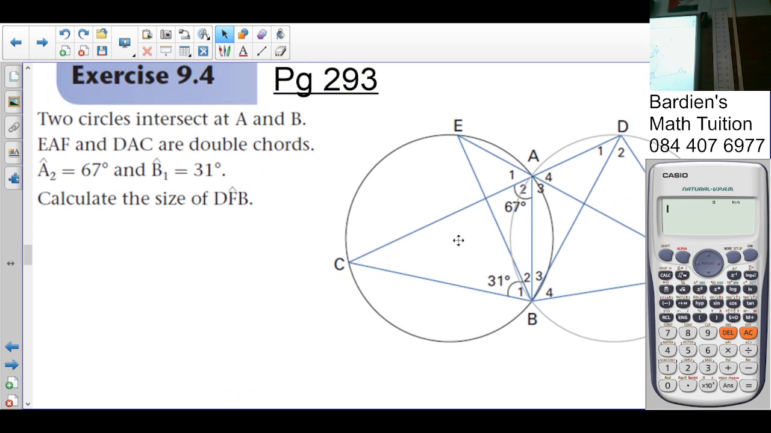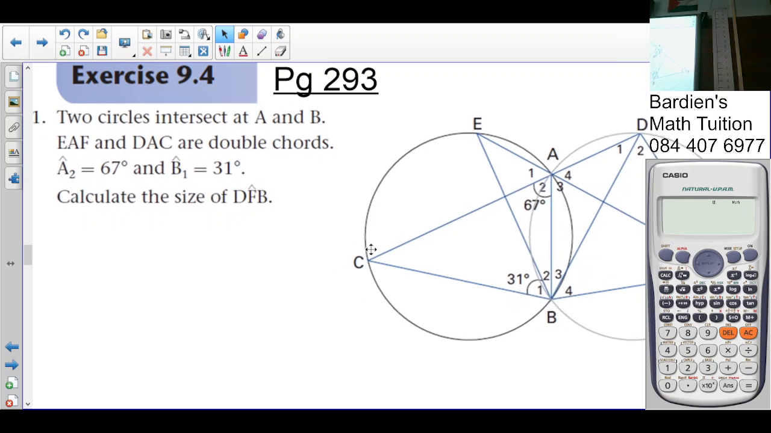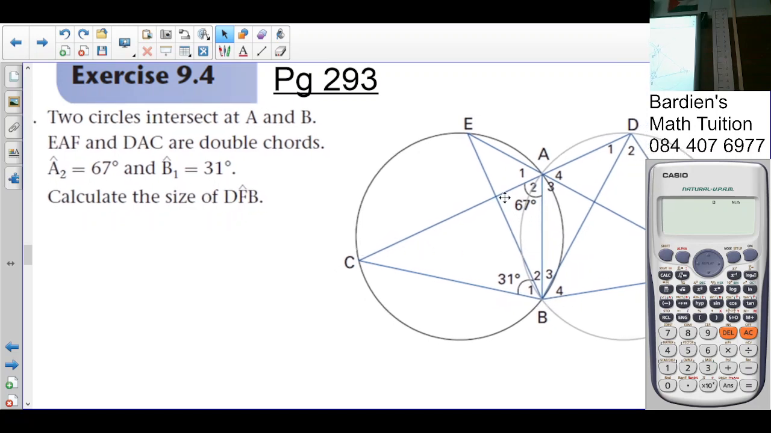We are told that two circles intersect at A and B. Then we are told about double chords. That means that's a chord in the one circle and a chord in the other circle, which basically means it is straight lines. Then we are told that angle A2 is 65.7 and angle B1 is 31 degrees. They want you to calculate the size of DFB.